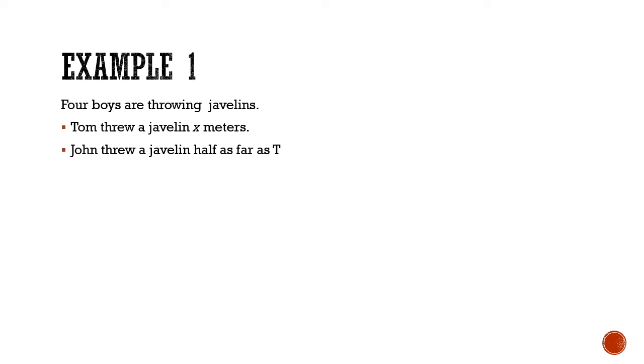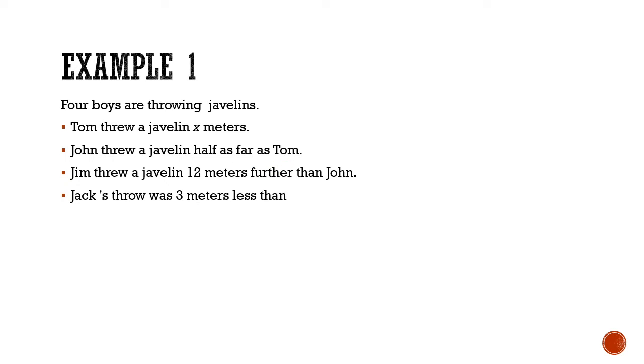John threw a javelin half as far as Tom. Now we use the word half. So what do you mean by half? Next, Jim threw a javelin 12 meters further than John. So you can see the 12 meters is further. So what do we mean by further? And next, Jack's throw was 3 meters less than Tom. So we use another term, less. What do you mean by less?